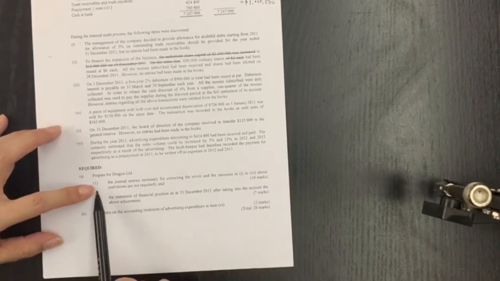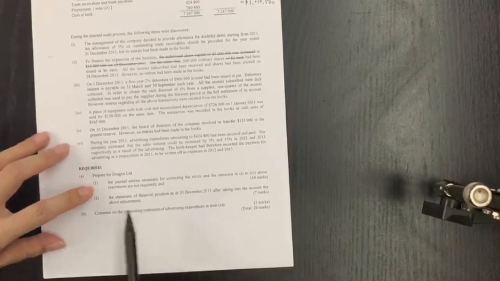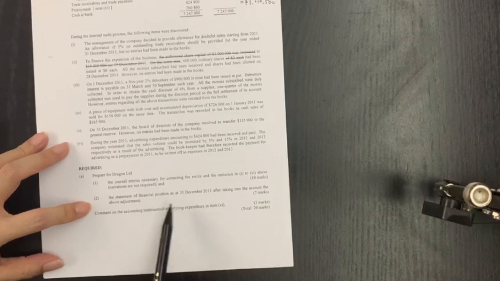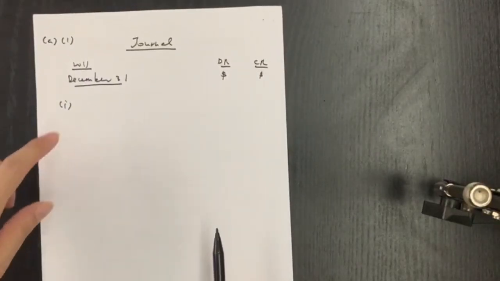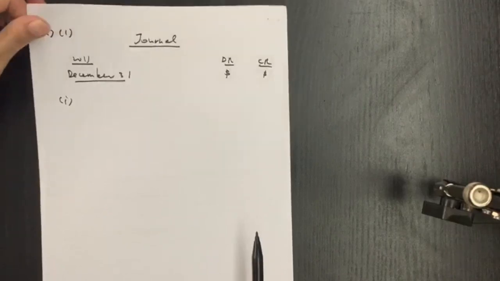The first one, we have to prepare journal entries to correct the errors, and after that, we need to show the statement of financial position for this company. Okay, and therefore here is what we have, part A. So this is the journal entries that we have to show to correct the mistake, part A.